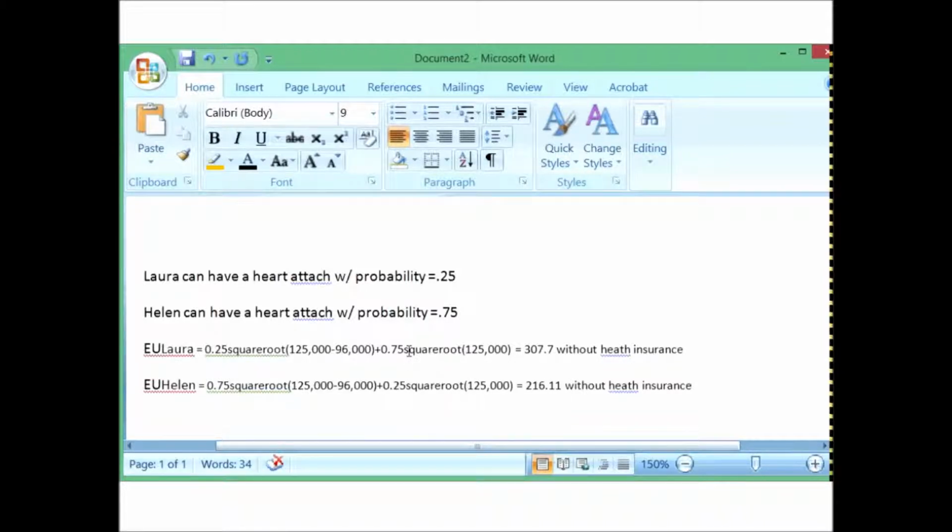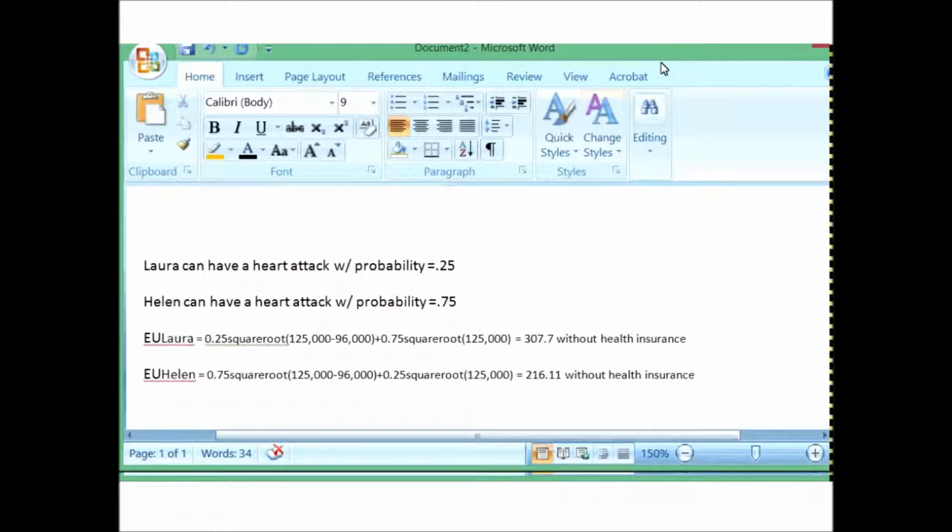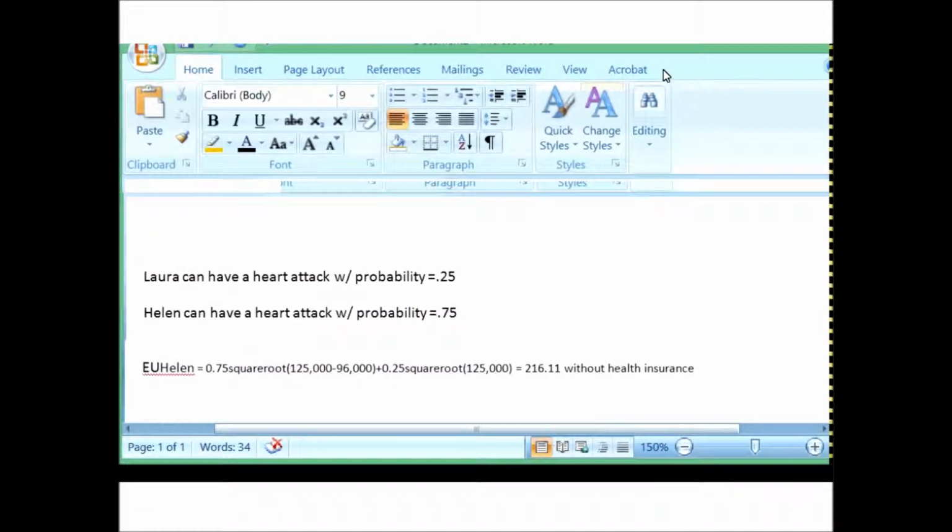Helen was 0.75. I realized it afterwards here. Helen 0.75, and then a 0.25 chance that she's healthy. So what would be the expected utility for Helen? That would be the one I just found, which was 216.11. That makes sense, since Laura's is higher because she has a smaller probability of having a heart attack.